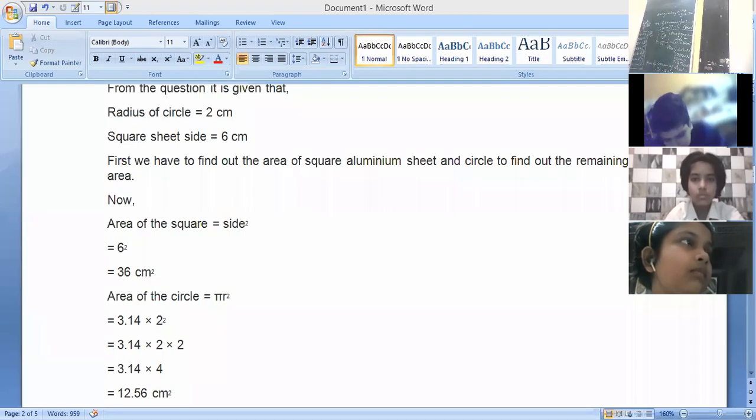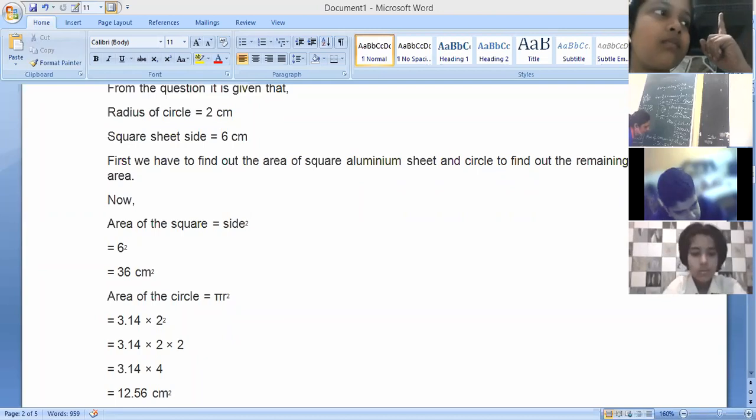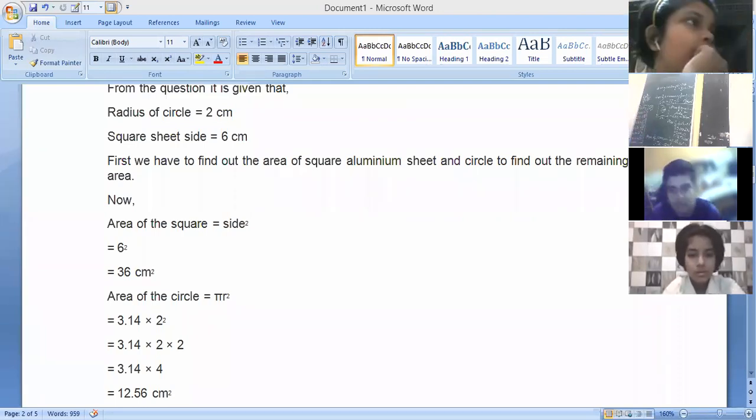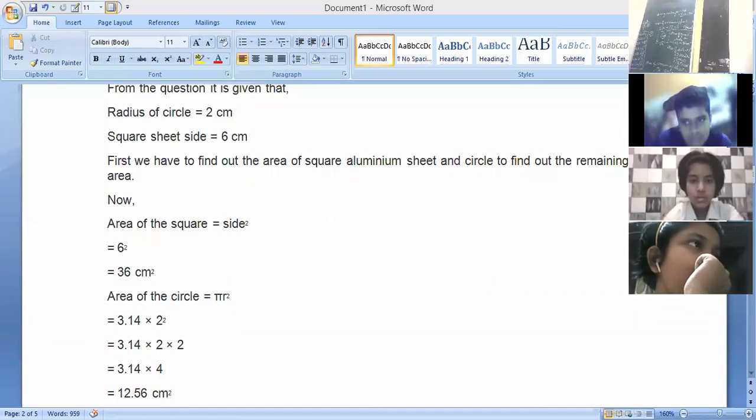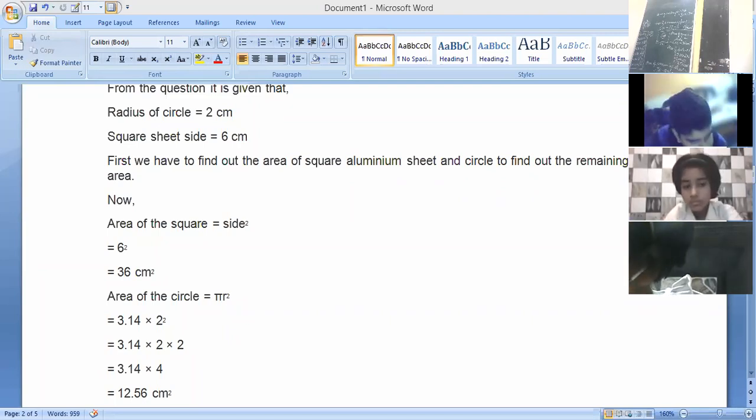Jessica, 24.34? No. Check once more. You have to subtract like this: 36.00 minus 12.56. Like this you have to subtract. Come on, do it. Yes, 23.44 centimeter square. Area of the remaining sheet will be 36 minus 12.56.